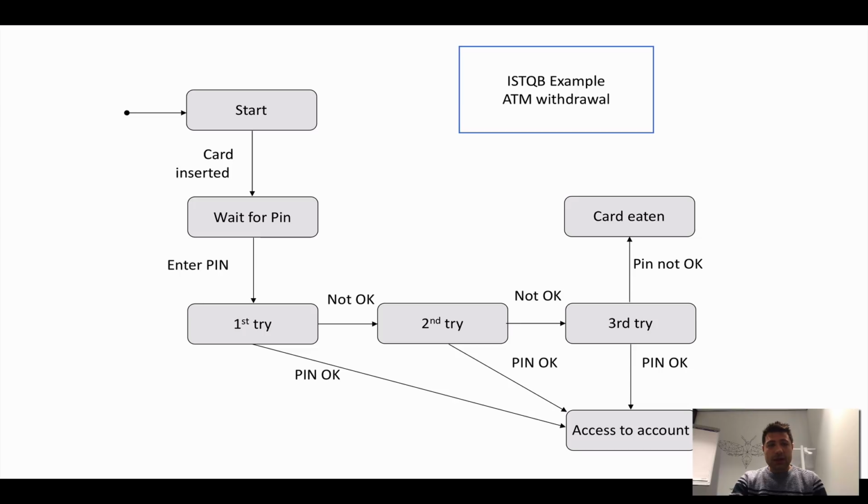For example, let's go to a concrete example. This is a withdrawal application. The software starts, the card is inserted, then we have to wait for the PIN. The user enters the PIN, it goes for the first try. If the PIN is okay, we can access the account. If it's not, you go to the second try. So you see that we just found a way to represent our requirement in a more formal model. And this is quite nice because as soon as I have this, I know what to test, right? I just have to test all the possible paths in this picture.